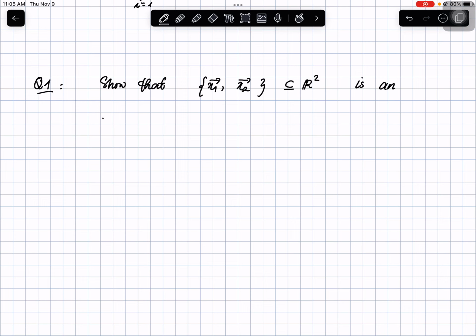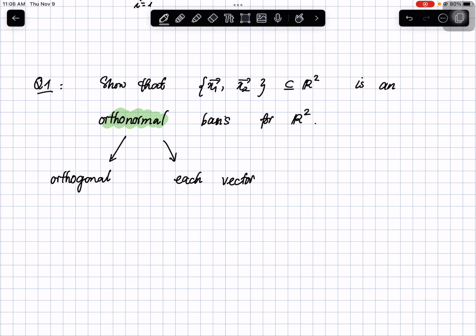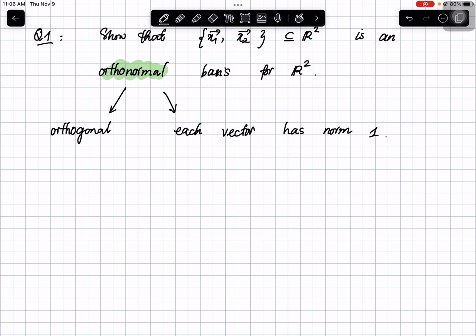Is an orthonormal basis of R2. So recall that an orthonormal basis is a set of vectors, each has norm 1, right? So we need to check these two conditions. The first condition, we will check x1 and x2 are orthogonal. So x1 is orthogonal to x2.